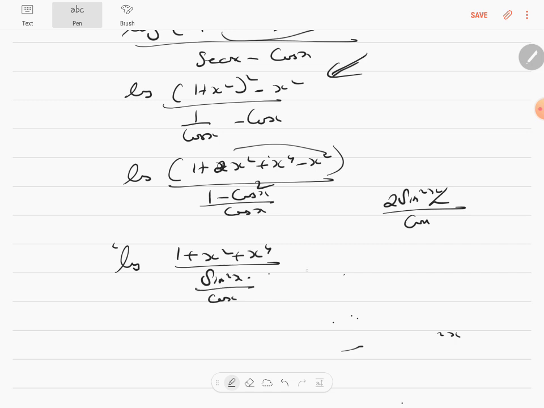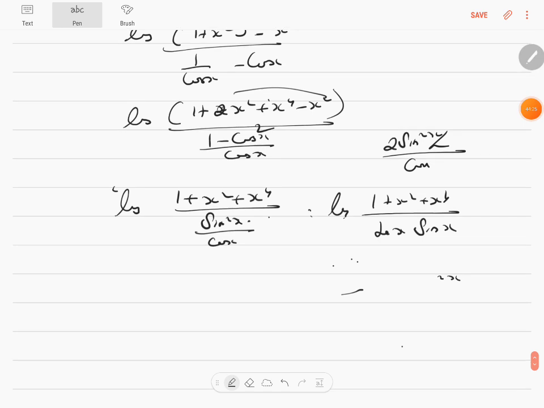So you can write it as log of 1 plus x square plus x to the power 4 by secant x into tan x, and tan x into 1 by sin x. So you can write it like this. Now from the numerator you can take log of 1 plus x square out, and you will have 1 plus x square by tan x into sin x, and you can cancel.